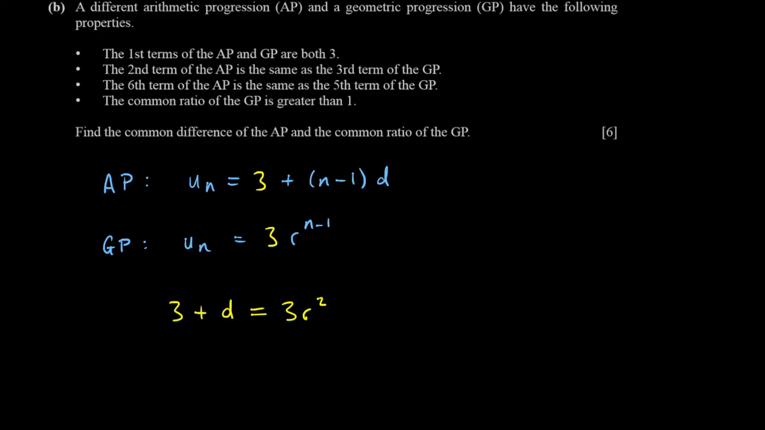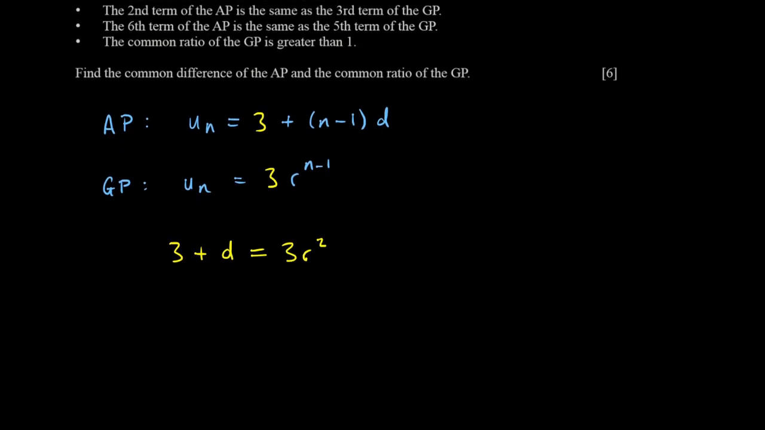Well, the next thing, we've got the sixth term of the arithmetic progression. How can we write that? That's going to be 3 plus 5d.